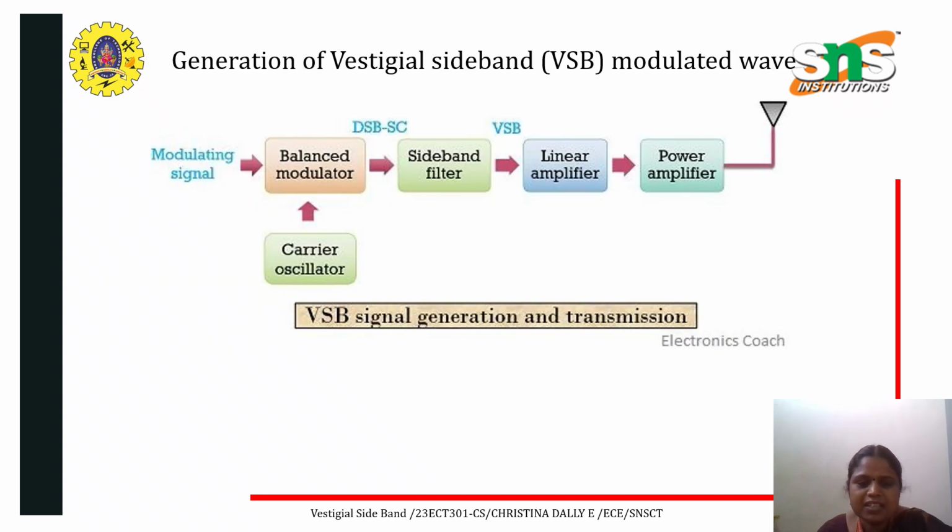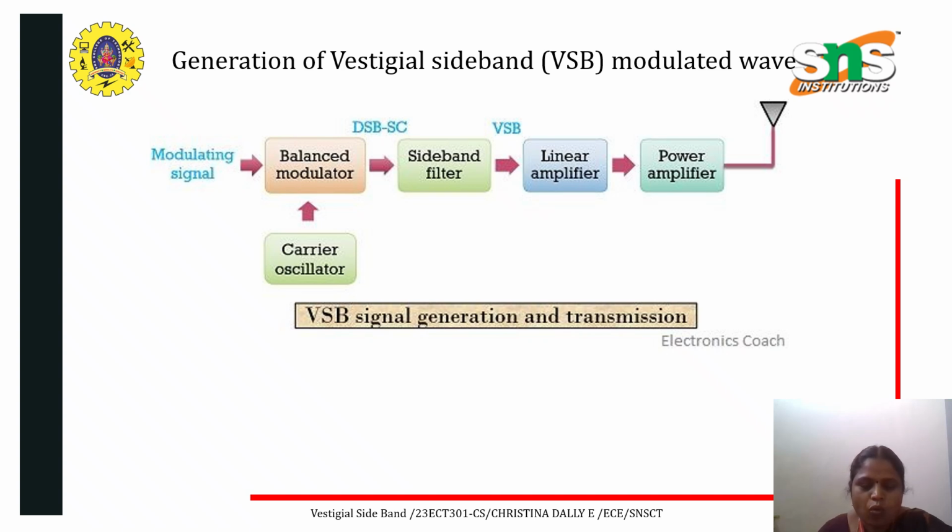Let us see the block diagram of the vestigial sideband. Here we have a balanced modulator, sideband filter, linear amplifier, and power amplifier. Another one will be your carrier oscillator. The modulating signal, the message signal, is given to the balanced modulator. The carrier signal is generated, and both get multiplied in the balanced modulator.